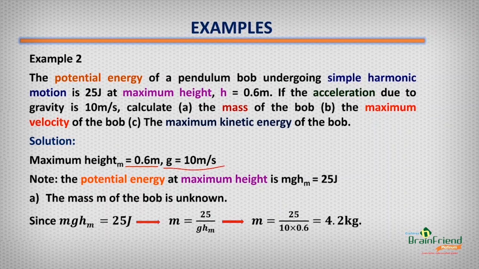Now note that the potential energy at maximum height is given by the formula mgh, which is equal to 25 joules from our question. The first thing we have to solve is the mass of the bulb. To solve this, we'll use this equation, mgh is equal to 25 joules. When we make m the subject of the relation, we have m is equal to 25 over g h subscript m. Now substituting 10 for acceleration due to gravity and 0.6 for h subscript m, we have m is equal to 25 over 10 times 0.6. This gives us 4.2 kilograms.